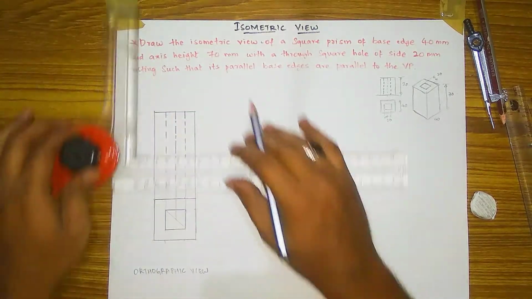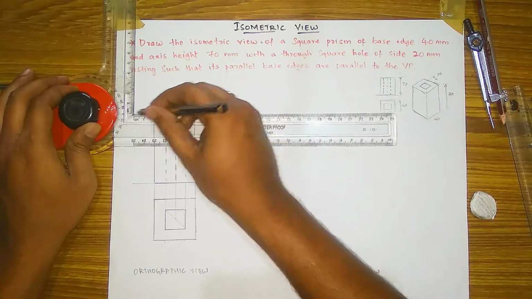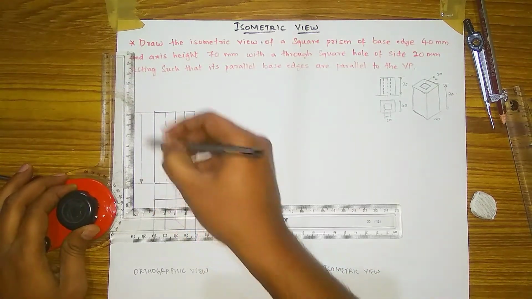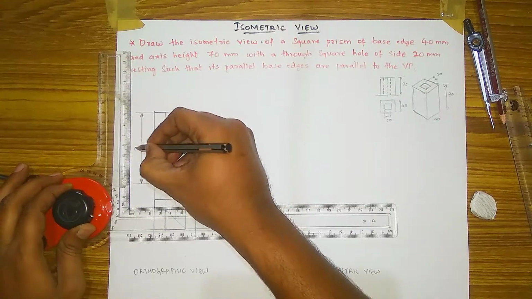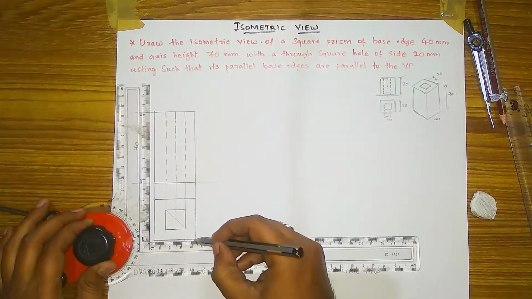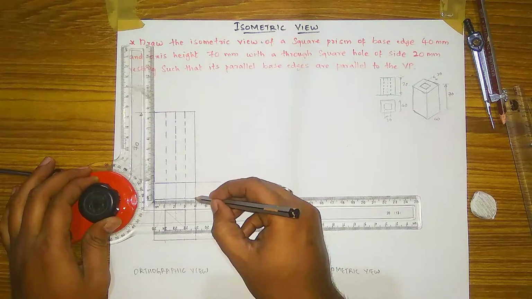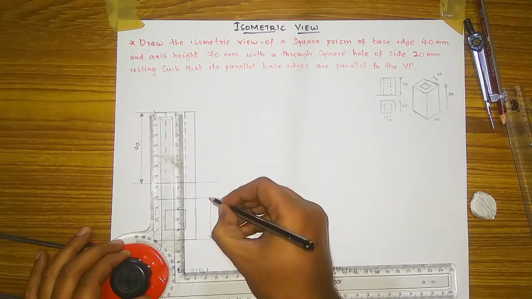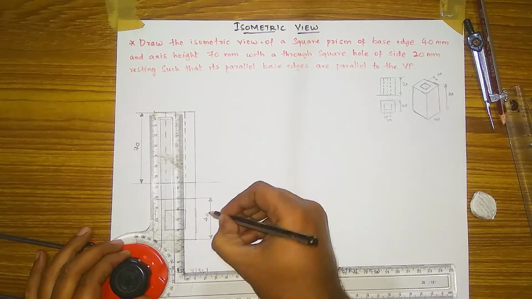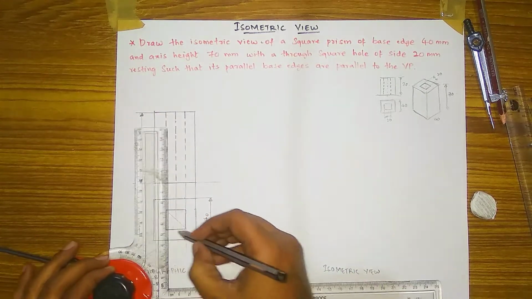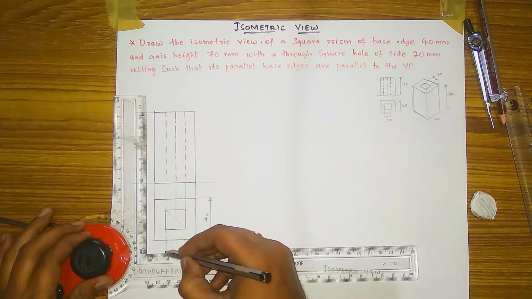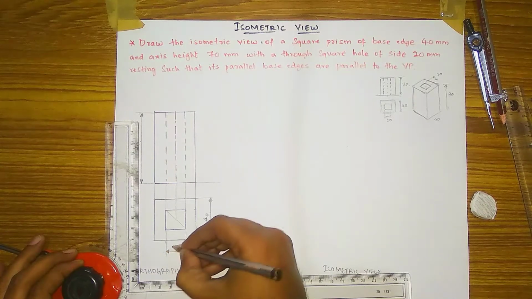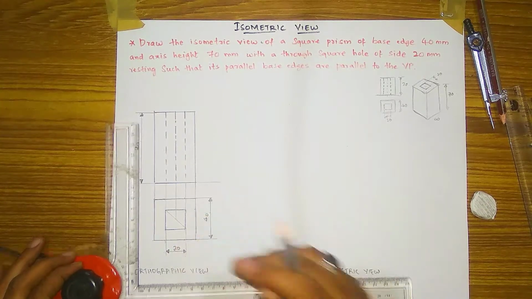like this. Then show the axis height of the prism (70 mm) and also the side of the square as 40 mm, and this square side is 20 mm, and this will be the orthographic view of this problem.